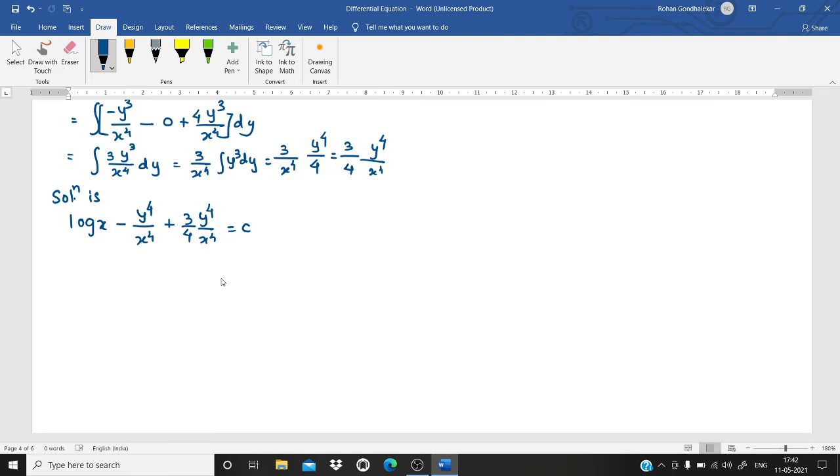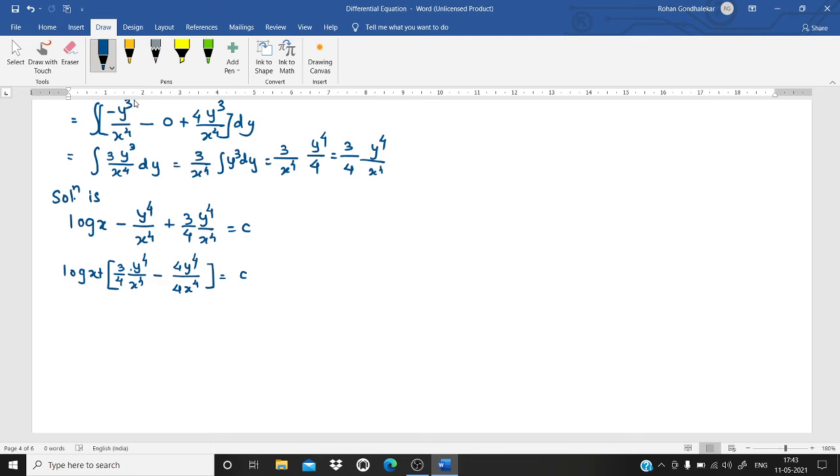See here, minus y raised to 4 upon x raised to 4, and here 3 by 4. So we can make a common denominator. So let's multiply by 4 to this term. After multiplying by 4, we get log x plus, in brackets, 3 by 4 y raised to 4 upon x raised to 4 minus 4 times y raised to 4 upon 4x raised to 4, equals c.